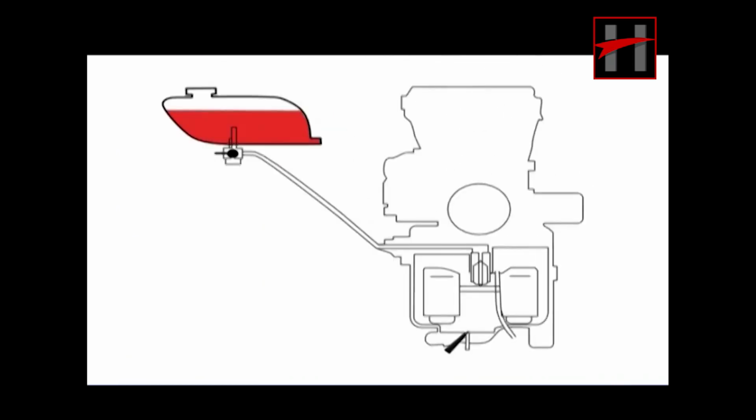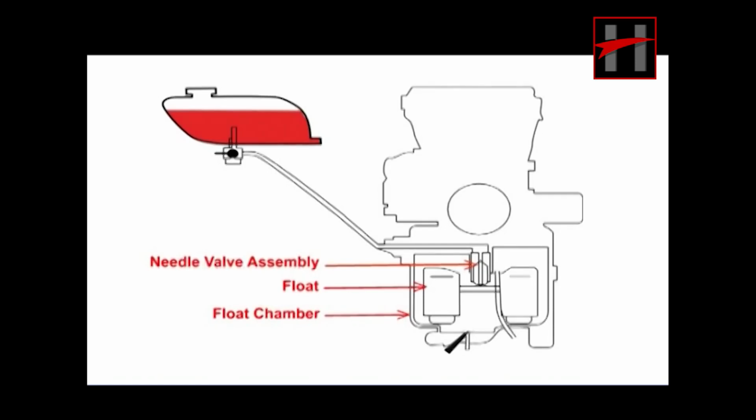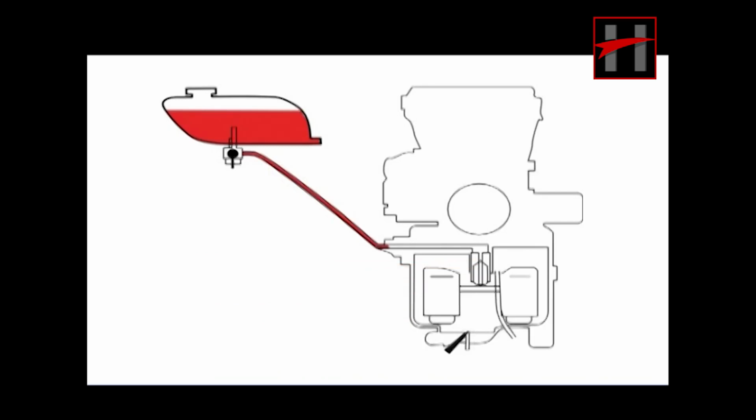The fuel inlet system and float system of the carburetor consist of the float chamber, float, and needle valve assembly. The fuel from the tank enters into the carburetor's float chamber by passing through the fuel cock filter and the needle valve controlled by the float.